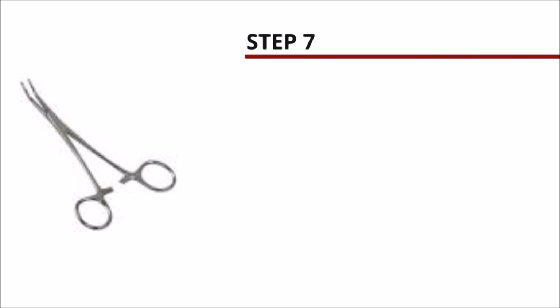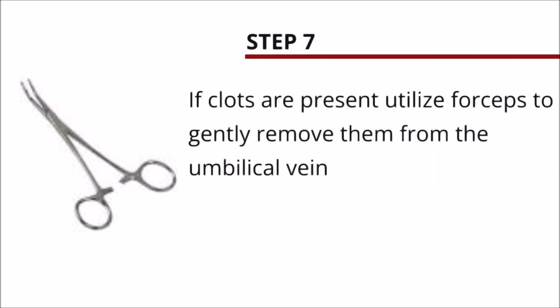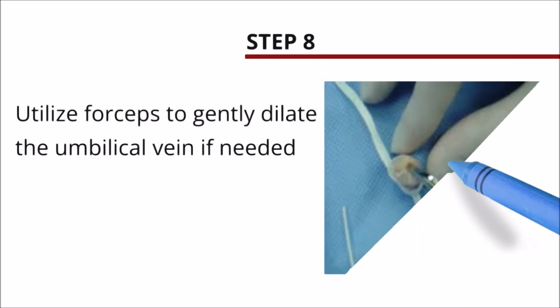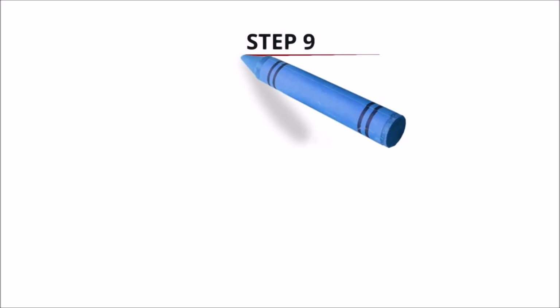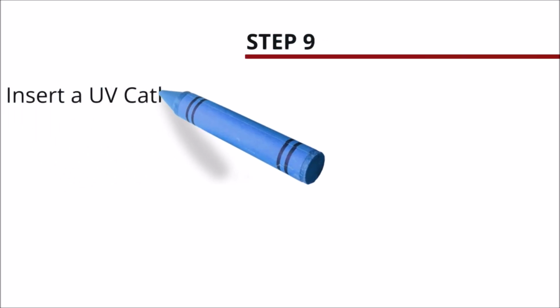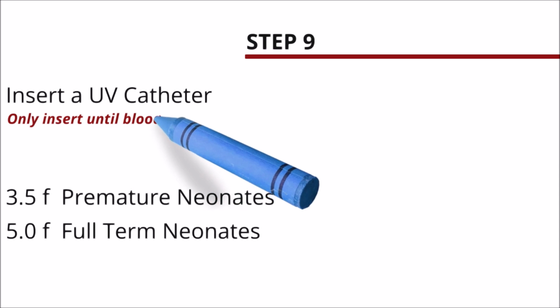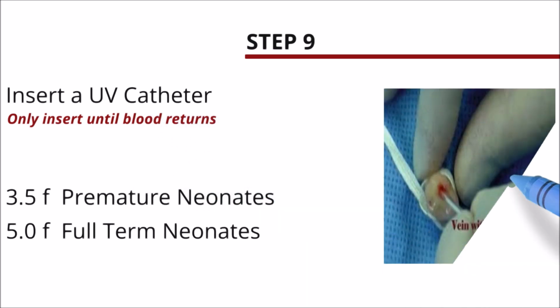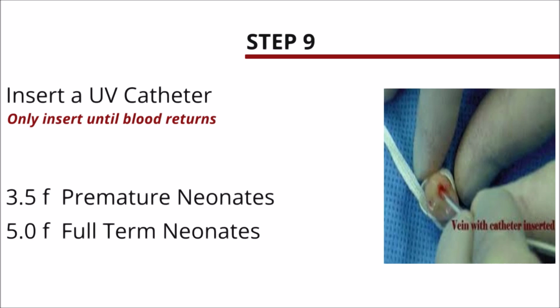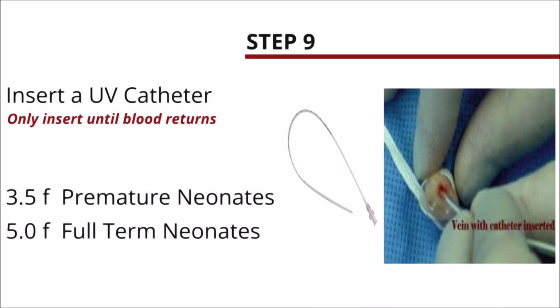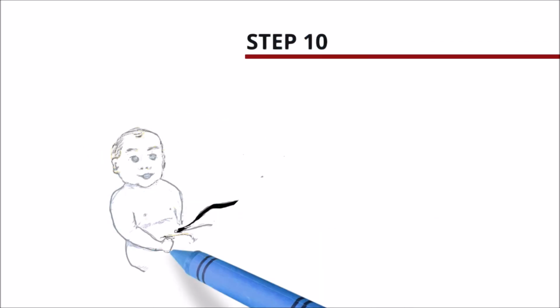Step 7. If clots are present, remove them utilizing forceps. Step 8. Utilize forceps to gently dilate the umbilical vein if needed. Step 9. Insert an umbilical vein catheter, 3.5 French for premature neonates and 5.0 French for full-term neonates. In accordance with Rhode Island protocol, only insert the cannula until you see blood return. Step 10. Secure the UVC to the umbilicus with tape.